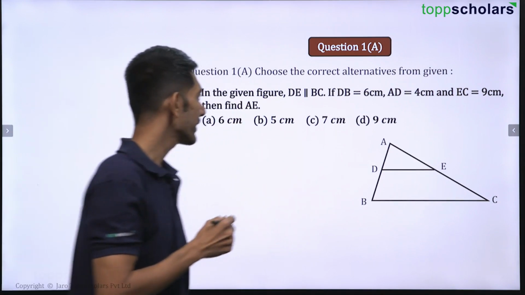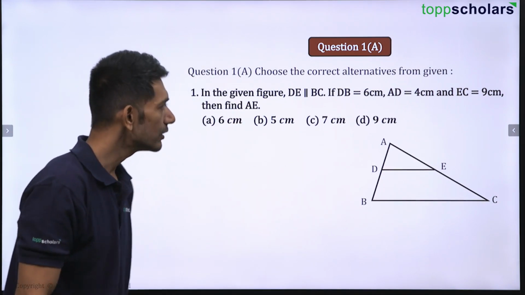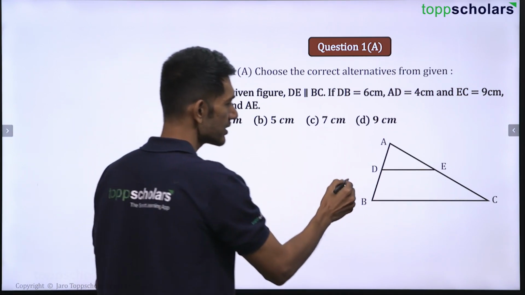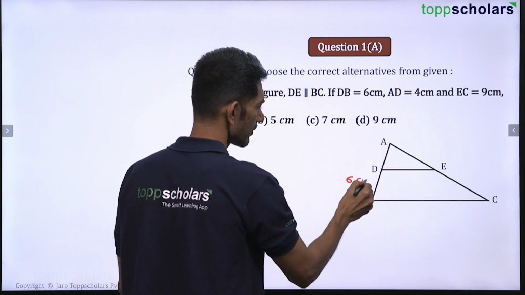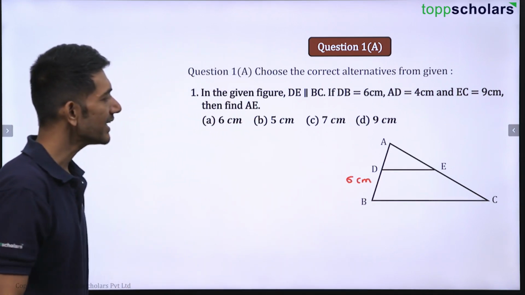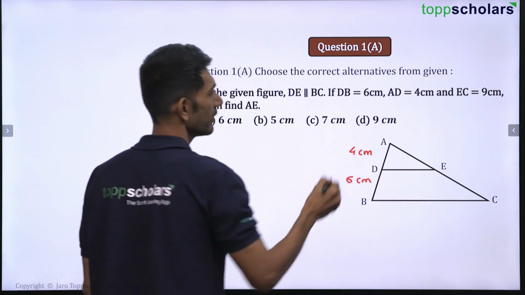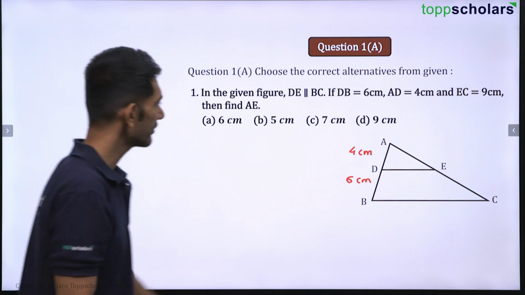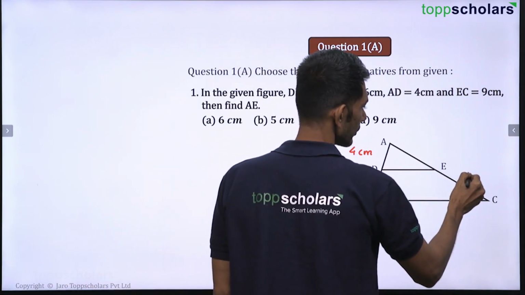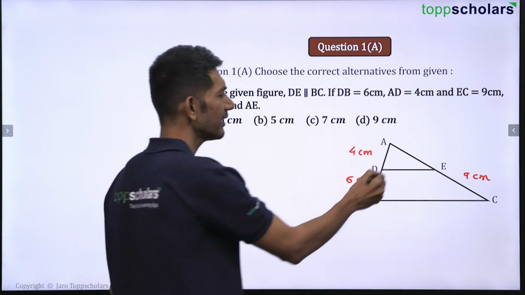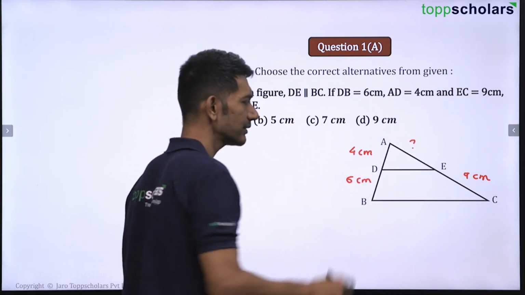Okay. So it's already given that DE is parallel to BC, and it is given that DB is 6 centimeter. This DB is 6 centimeter. Then AD is 4 centimeter. Then we have EC. EC is 9 centimeter. And then we are supposed to find out AE. Now, isn't this a very simple question, right?